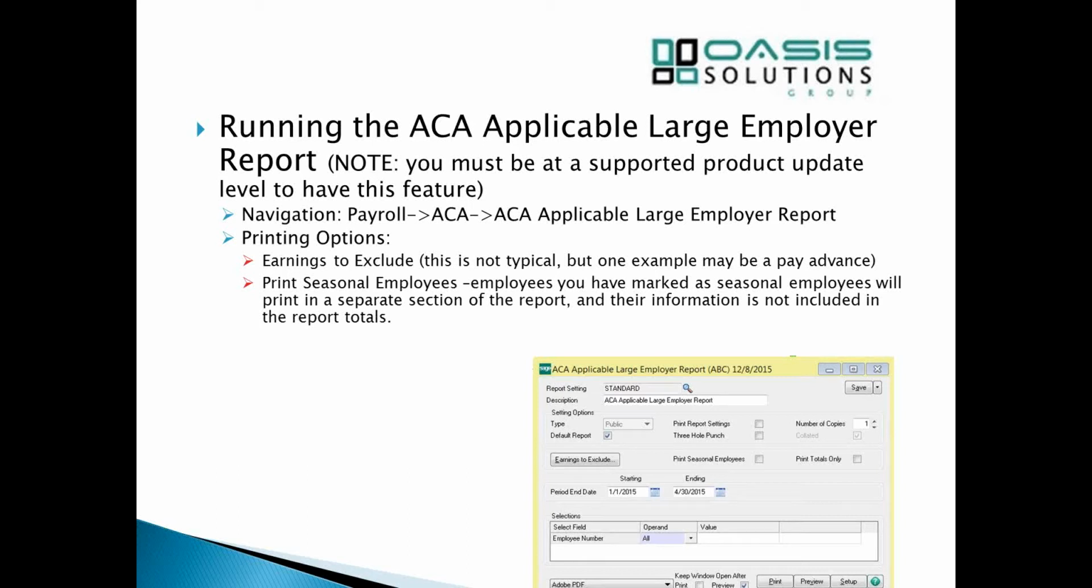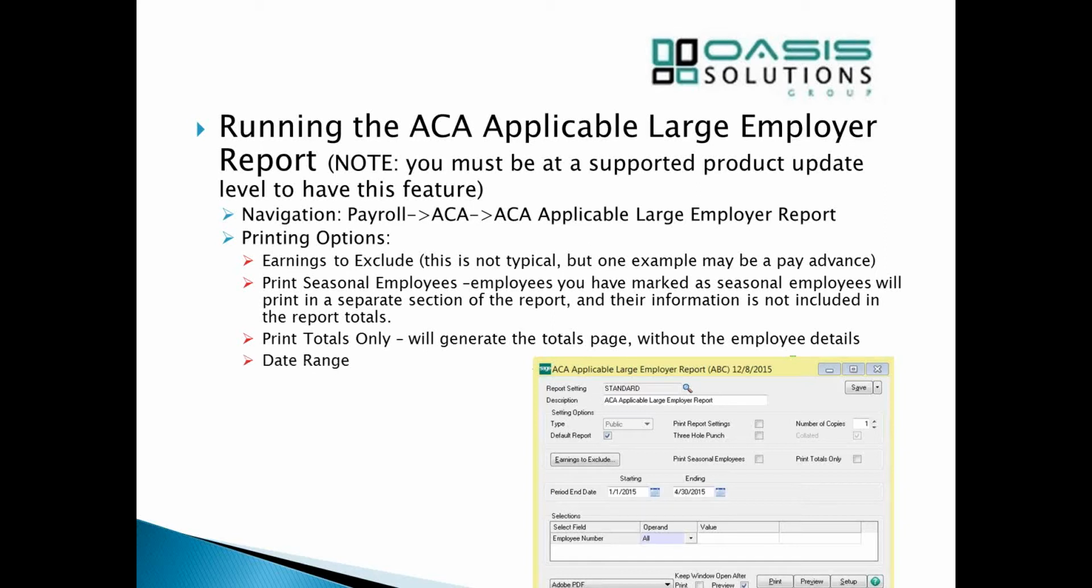There's also a checkbox for print seasonal employees. The employees that you have marked as seasonal in your employee maintenance, if you want to include them in the report, it will print them in a separate section of the report, but their information will not be included in your report totals. There is also a checkbox for print totals only, and this will just generate the totals page without the employee details. If you do not check that box, your printout will include the employee details and the totals page.